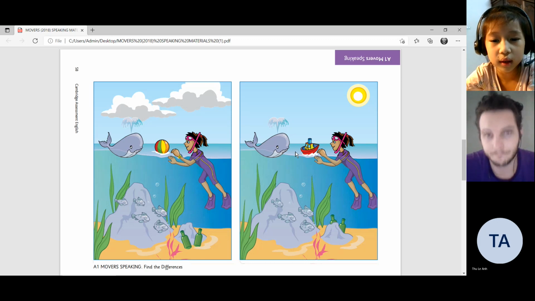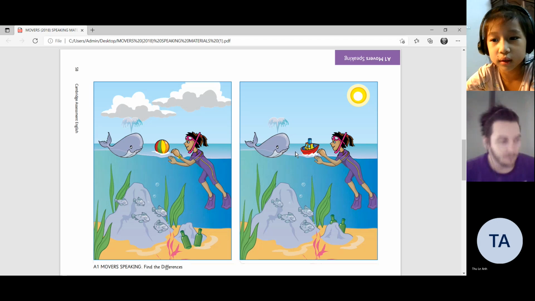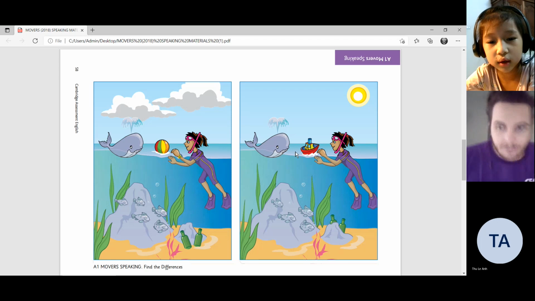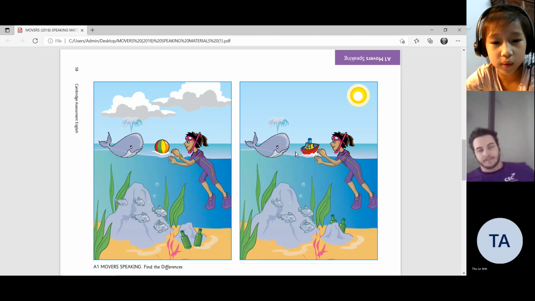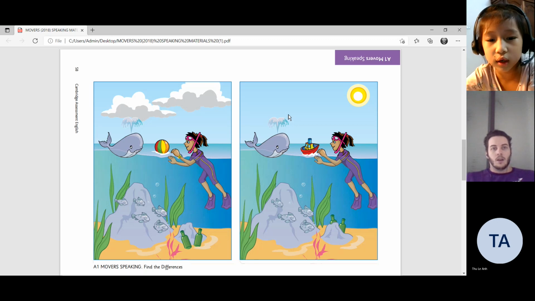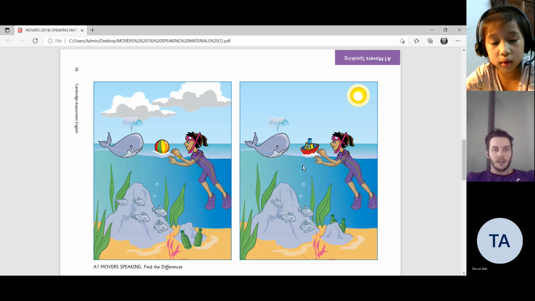In picture one, the girl has a watch, and in picture two, the girl doesn't have the watch. In picture one, the girl is playing with the ball, but in picture two, the girl is playing with the boat. Very good, well done.